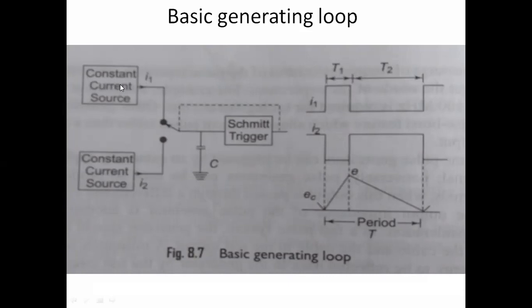Whenever the current source is connected to this Schmitt trigger, the current will charge this capacitor, and when the capacitor is charged and the voltage across the capacitor reaches a predetermined value, the Schmitt trigger will change.